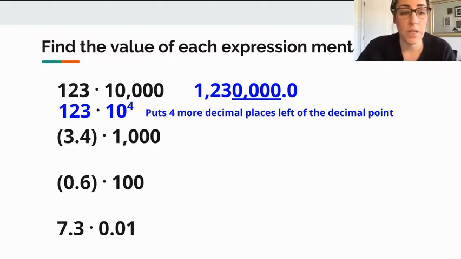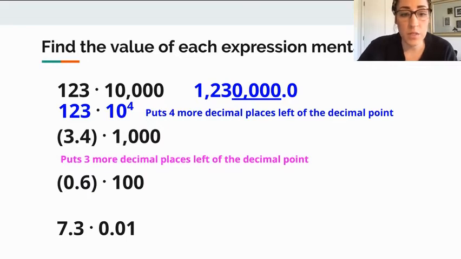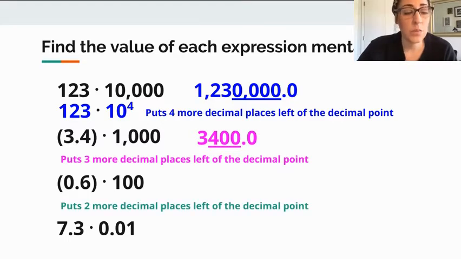that are to the left of the decimal point. If we use this same kind of strategy, this next one would put 3 more decimal places left of the decimal point. That would look like this. In the next one, this would put 2 more decimal places to the left of the decimal point. So it would look like this. And again, those underlined pieces are the decimal places to the left of the decimal point.